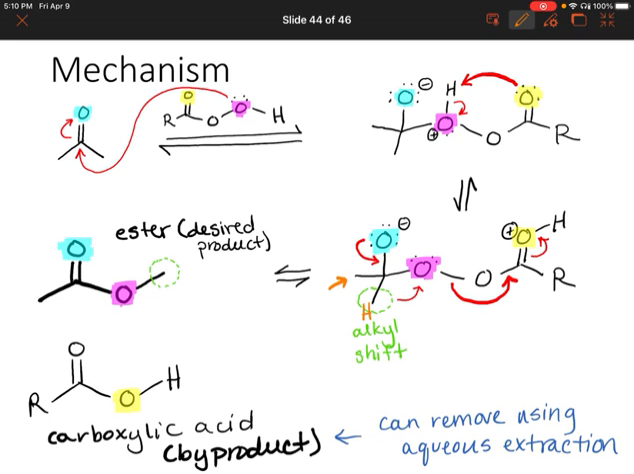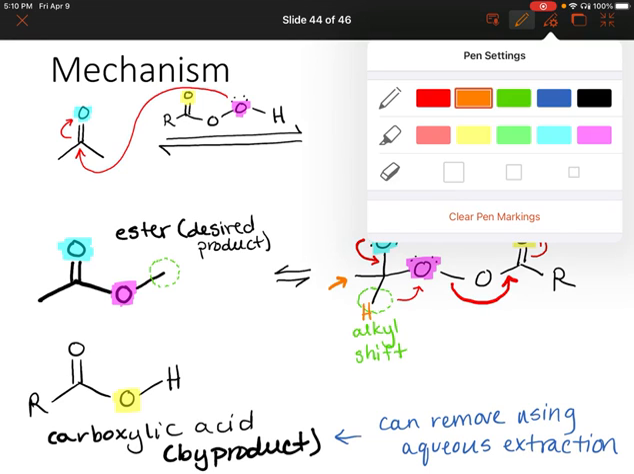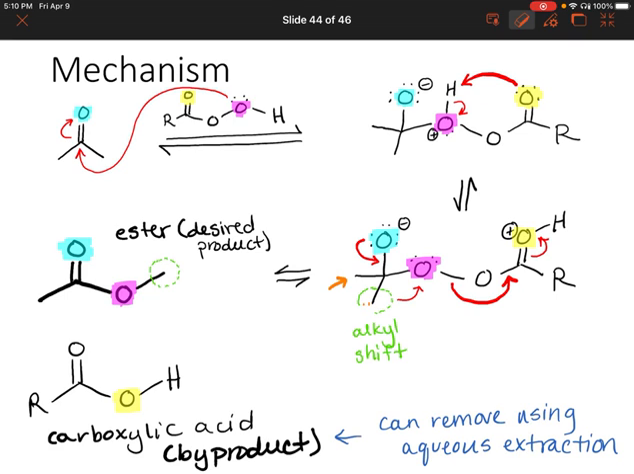And then let's say that we had a tertiary carbon versus a secondary carbon. The tertiary carbon would move before the secondary carbon. So hopefully that makes a little bit of sense now that we've seen the mechanism. But let's go over another example.